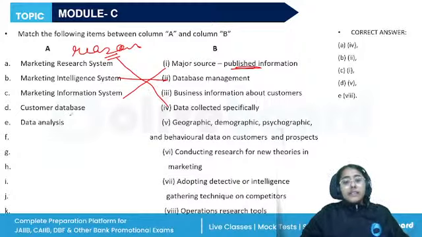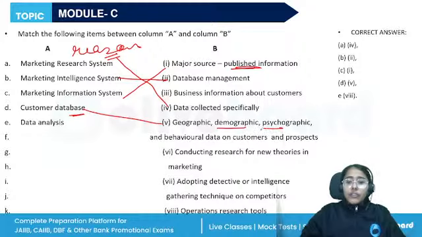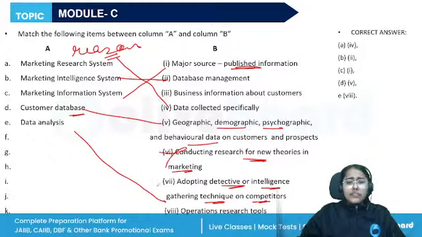And then customer database, the different types of data information which are stored about the customer. It is geographic, demographic, psychographic, behavioral data. And data analysis refers to the operations research tools. Then we are left with conducting research for the new theories. It will be the marketing research, and adopting detective or intelligence gathering technique on competitors. So the correct answers are given here.